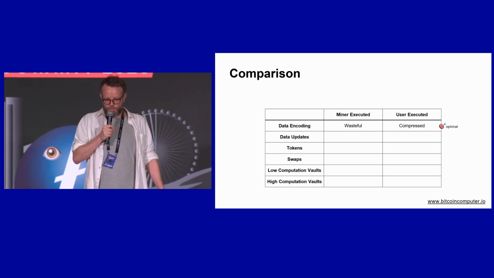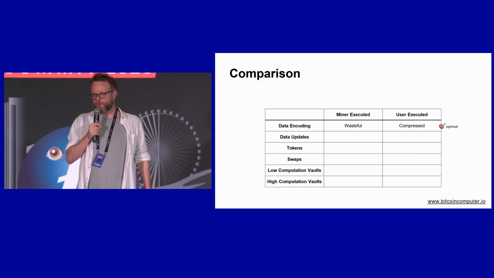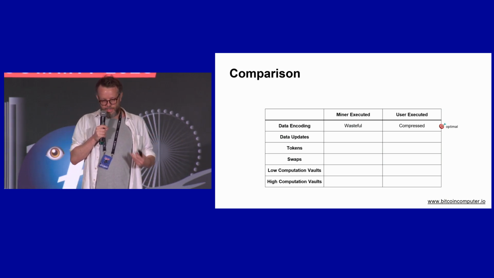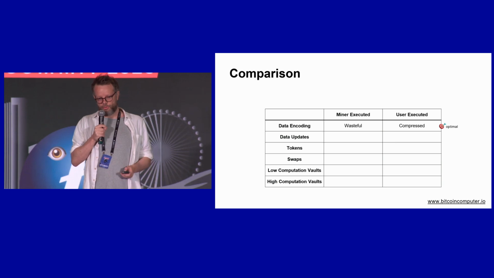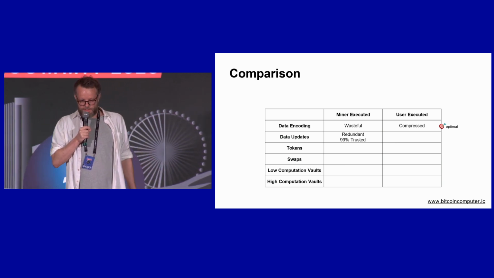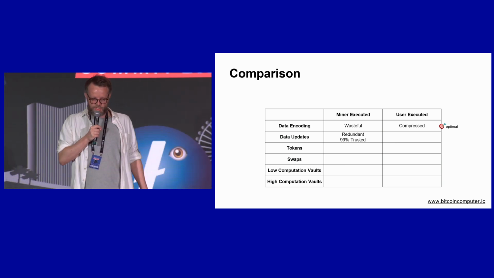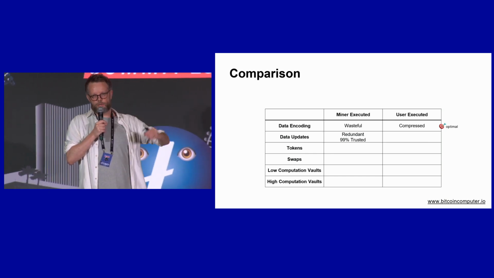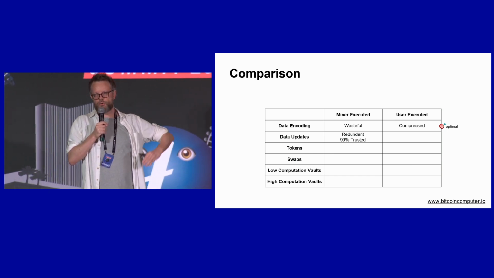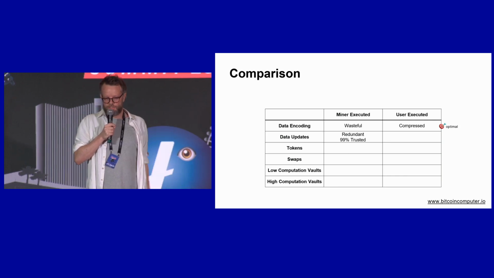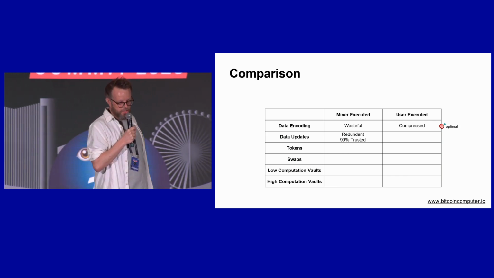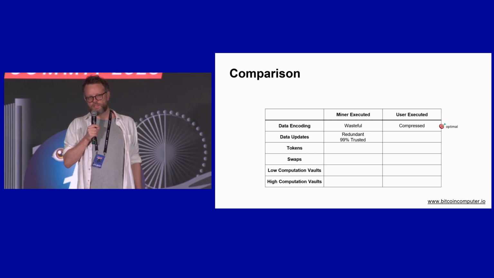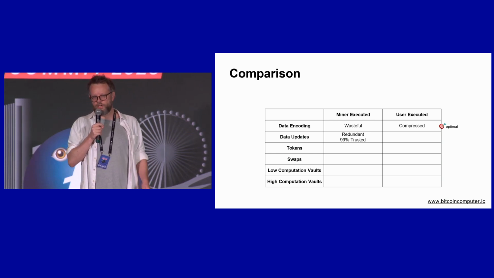With user-executed smart contracts, quite naturally, programmers are trained to write small programs, and so they end up storing data very close to the optimal compression. Data updates are also very inefficient in the miner-executed world because, like Laura mentioned, every single smart contract is executed by every single miner redundantly. Intuitively, that doesn't seem to make sense. And it's actually a little bit worse, because in many cases, most users, like 99% of users, do not run a node.